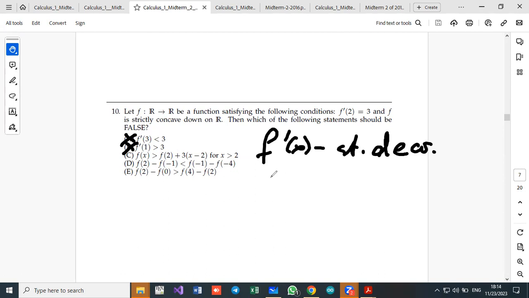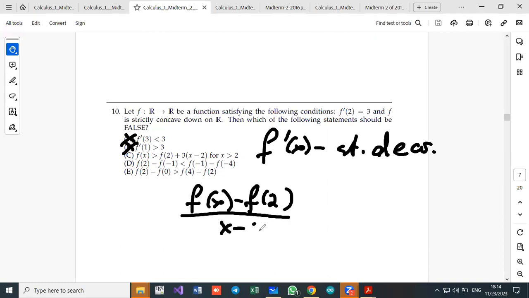It's about the mean value theorem. For example, C: f(x) minus f(2), take f(2) to the left-hand side, divide this stuff by x minus 2, since x is greater than 2, and the claim is it is going to be greater than 3. Let's check. So here we have f prime at c, where c is bigger than 2. So if c is bigger than 2, f prime of c should be decreasing, meaning smaller than 3.